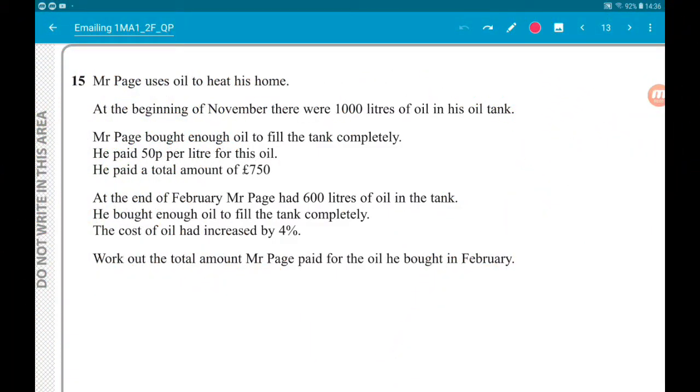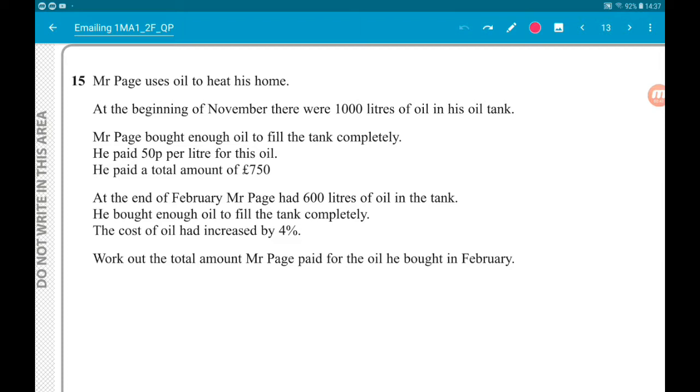Okay, number 15, probably the worst question on the whole paper. So Mr. Page uses oil to heat his home. At the beginning of November, there were 1,000 litres of oil in the tank. Mr. Page bought enough oil to fill the tank completely. So we take that as being in November there were 1,000 litres and he now fills it completely. He paid 50p per litre for this oil.